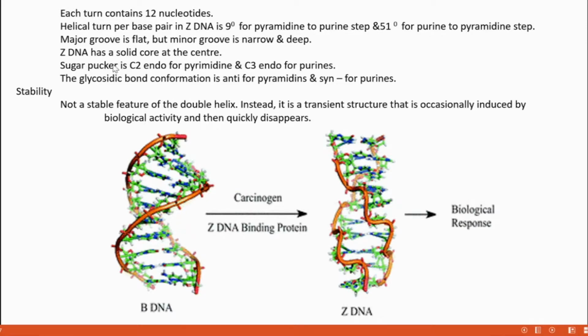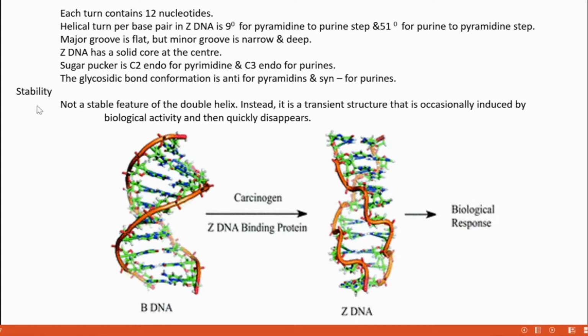Solid core at the center, and the sugar pucker. Sugar pucker means the folding of the sugar moiety is C2 endo form for pyrimidine, but for purine, that puckering is C3 endo form. Puckering I have already explained to you. Then the glycosidic bond conformation is anti for pyrimidines and syn for purines. So both types of conformation and both types of puckering are present in zDNA.